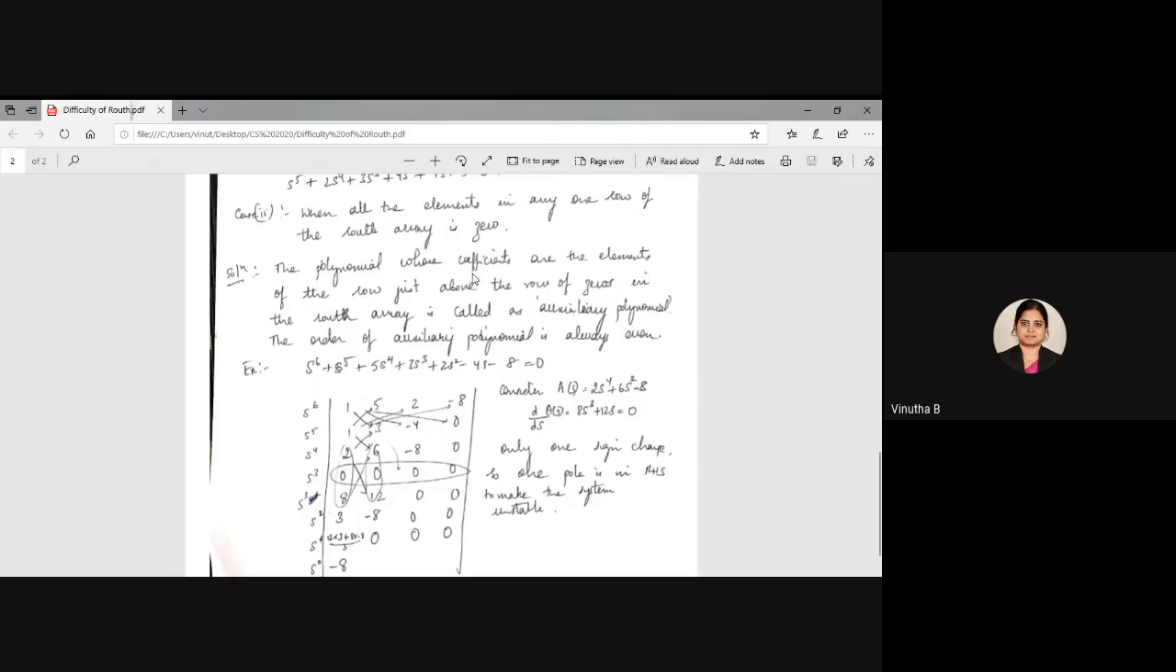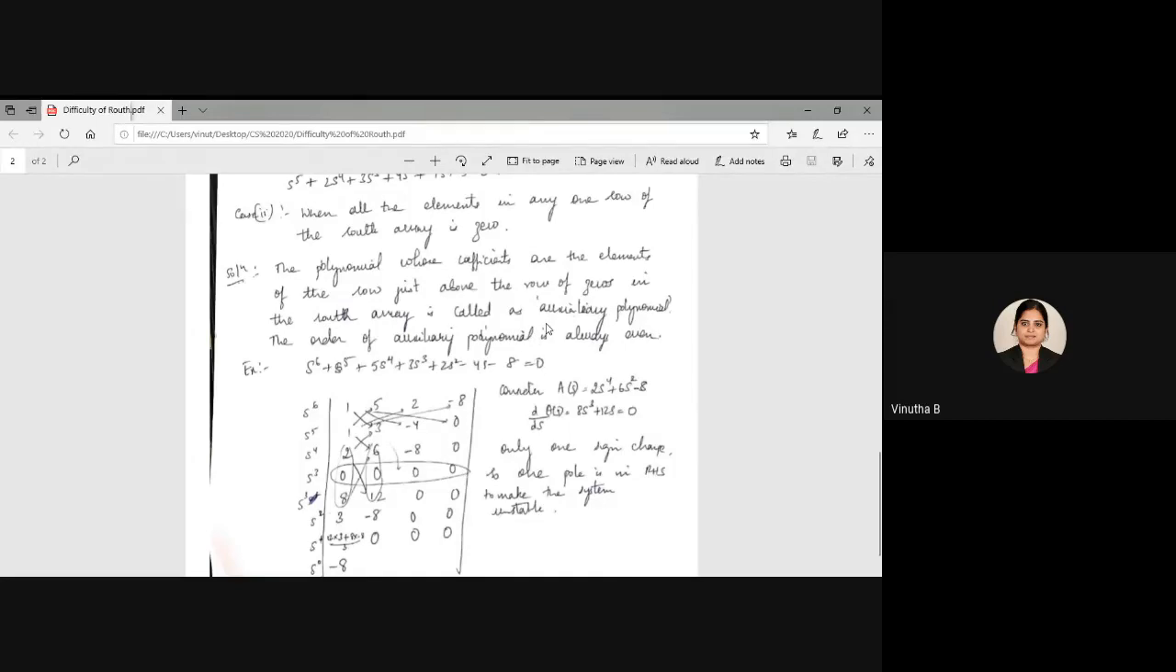The polynomial whose coefficients are the elements of the row just above the row of zeros in the Routh array is called the auxiliary polynomial. So you have to see which row has become all zeros, and concentrate on the row right above that all-zero row. You have to take these elements and write them in the form of an auxiliary equation. The order of the auxiliary polynomial is always even. So this should be taken care of.